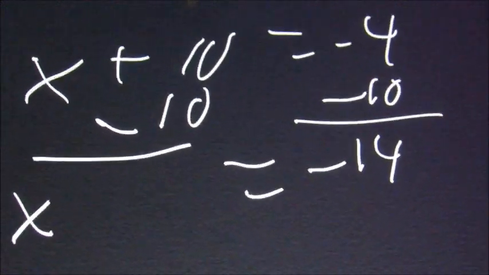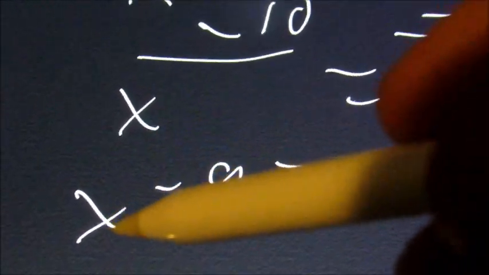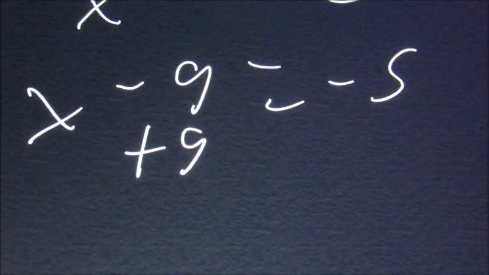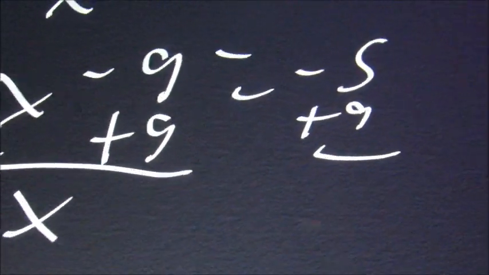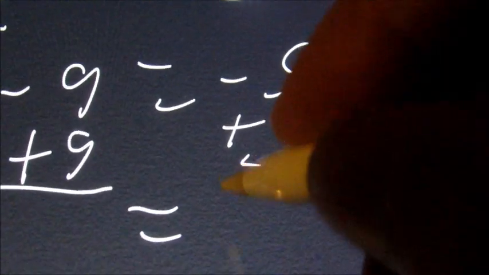All right, so let's say that we have one that is x minus 9 equals -5. So now we're subtracting from x, so that means the opposite is adding. So we have to add 9 to this side and to this side. And we're going to have x, since -9 plus 9 is 0, equals, now we have 9 minus 5, or 4.